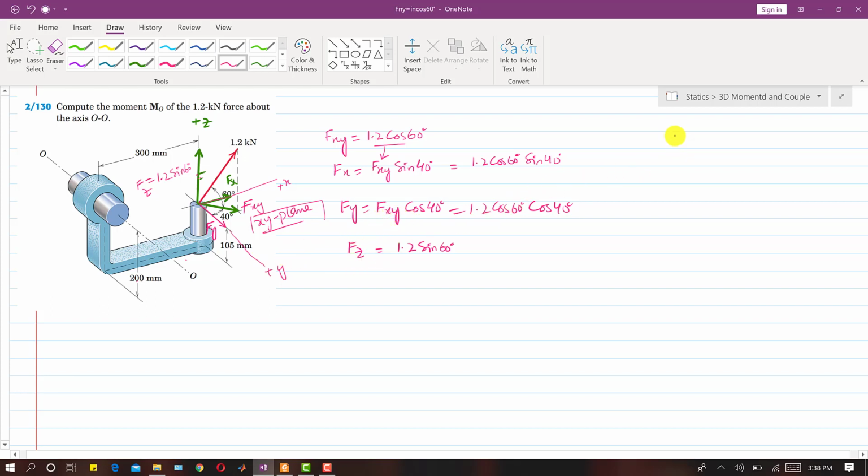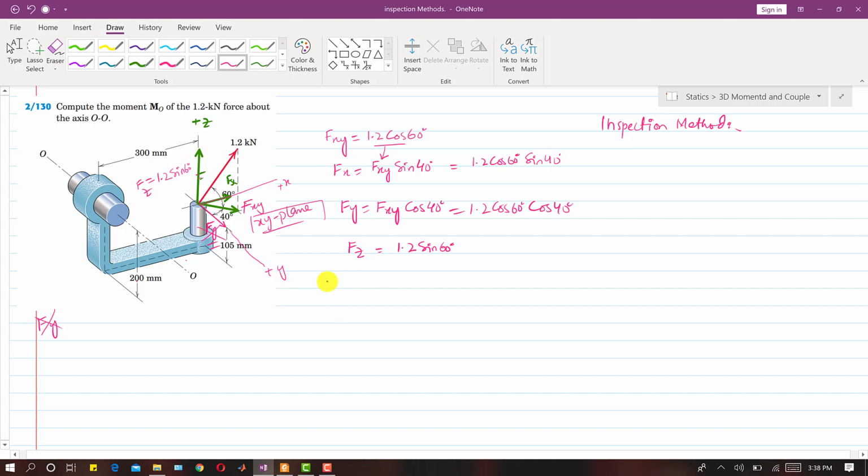Now if we want to find the moment about the OO axis by using the inspection method, as we can see, this f of y is parallel to the OO axis, so this f of y will never produce any moment about the OO axis. Only this f of z and this f of x are producing the moment about the OO axis, since these two components have some perpendicular distance from that OO axis.